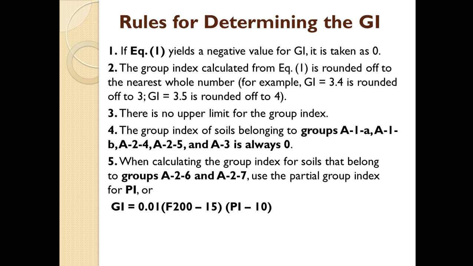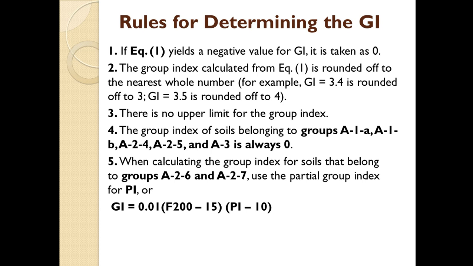If equation 1 yields a negative value for the group index, it is taken as 0. For example, if my group index comes out as minus 2.5 or minus 3, I will simply take it as 0. The second rule is that the group index calculated from equation 1 is rounded off to the nearest whole number. For example, if my group index comes as 3.4, I will round it to 3, and if it is 3.5, I will round it to 4. Rule number 3: there is no upper limit for the group index.